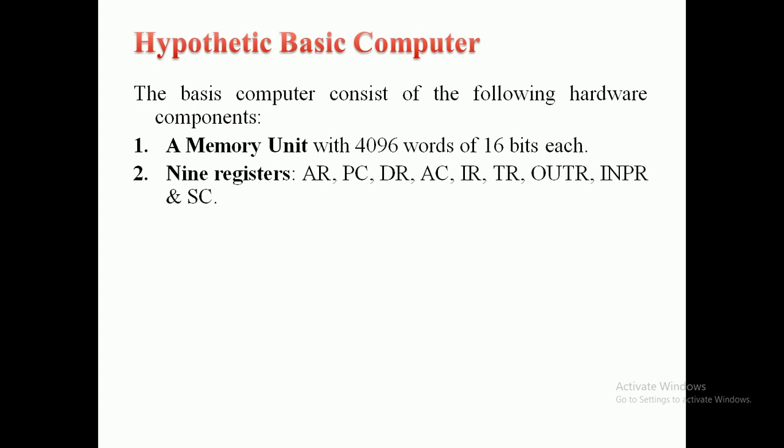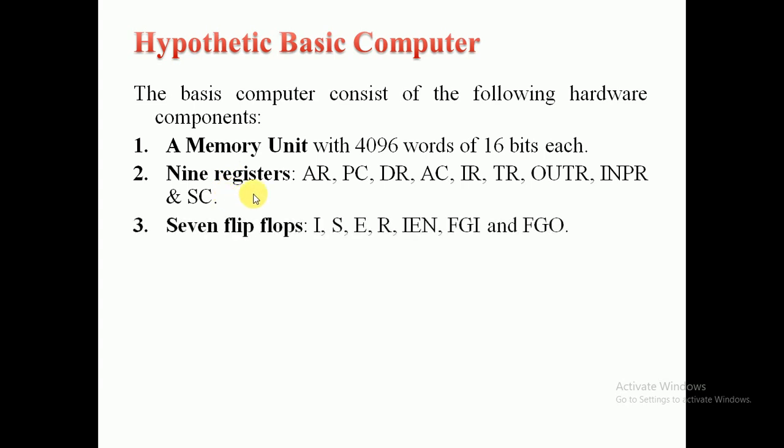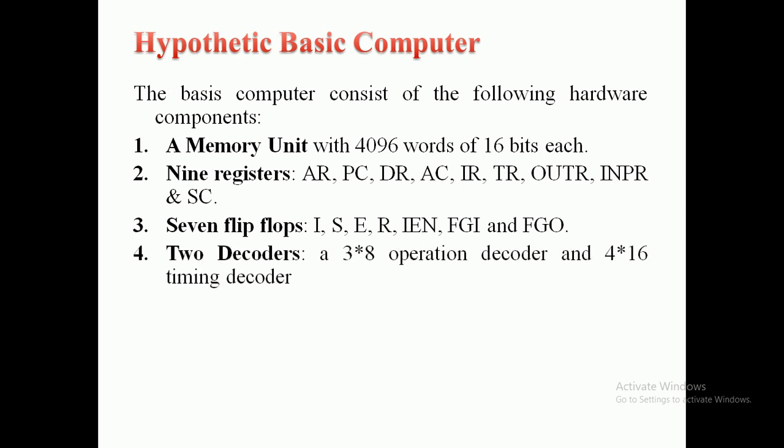Second, it requires 9 registers: address register, program counter, data register, accumulator, instruction register, temporary register, output register, input register, and 4 stores of carry. It also requires 7 flip-flops, including IEN (interrupt enable), FGI and FGO (flag input and flag output) related to interrupts. And it also requires 2 decoders. One is the operation decoder, that is 3:8, and the second one is the timing decoder, that is 4:16.